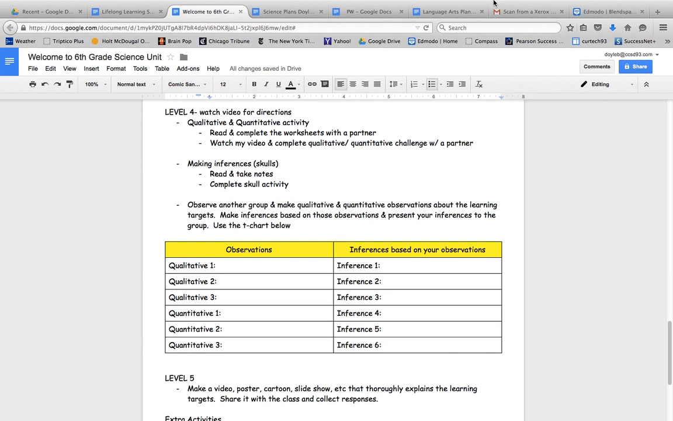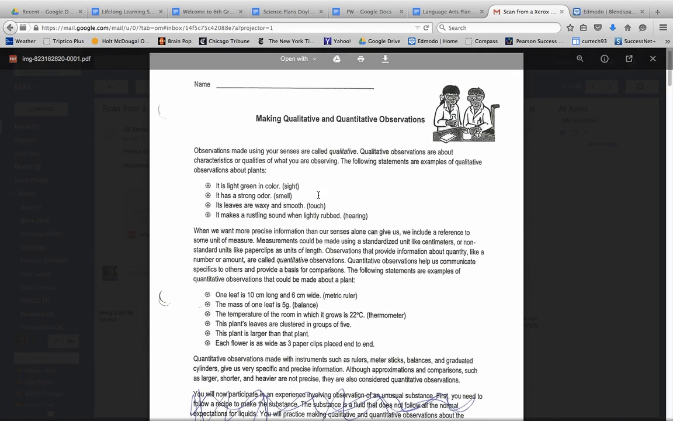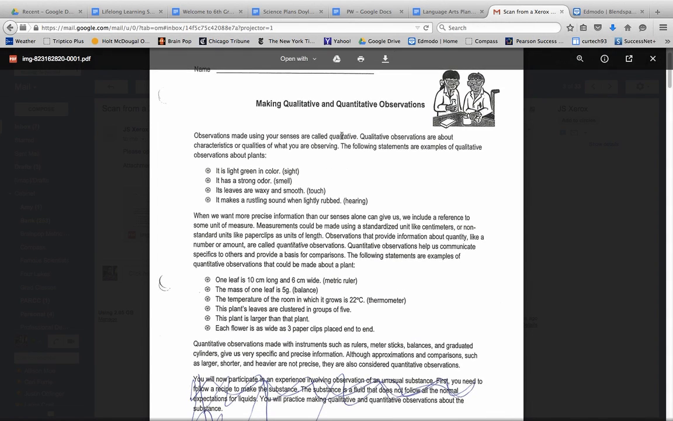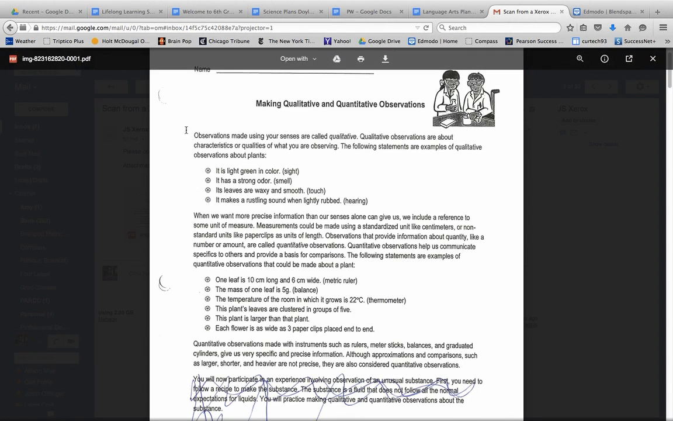Okay. All right, so let's take a look at this packet because I want to give you directions for this. This first page is about making qualitative and quantitative observations. You're going to want to read through this. It's pretty clear for 6th grade level. And as you read, you'll want to underline or highlight definitions and examples. So the definition of qualitative observation, the definition of quantitative observation, and then maybe some examples you can highlight too. And I'll be looking at your notes.